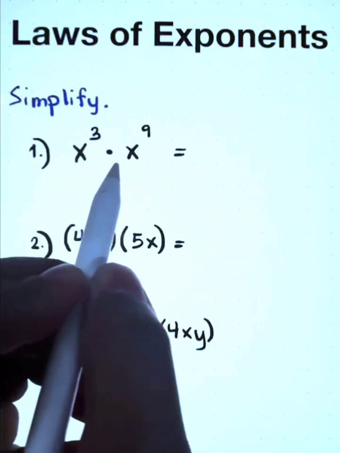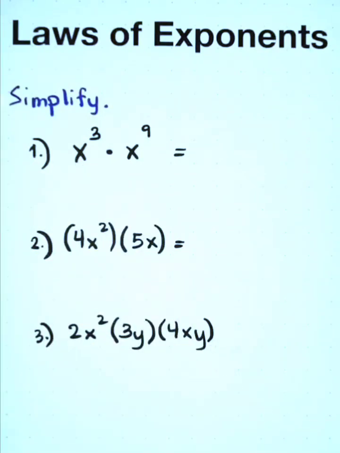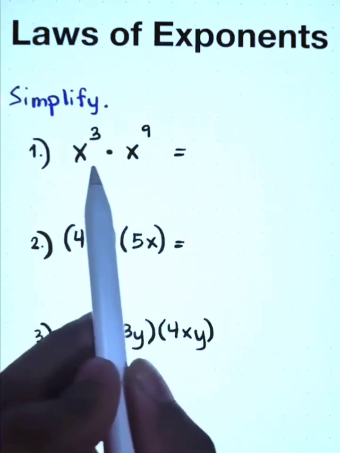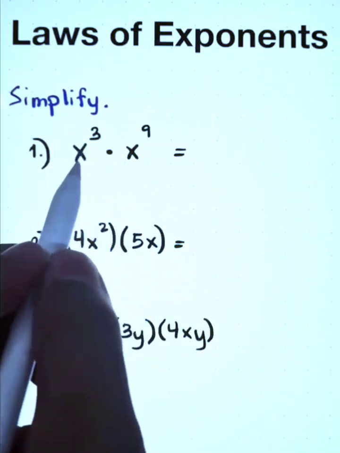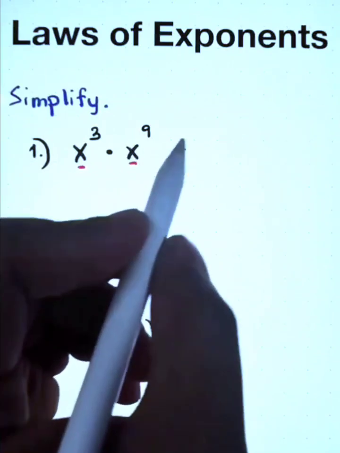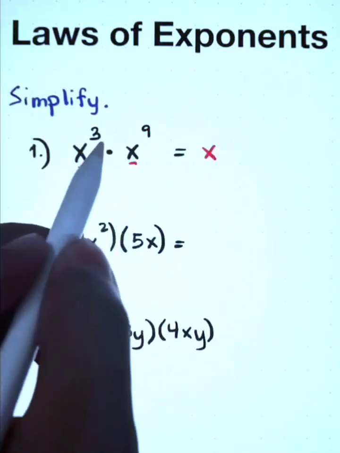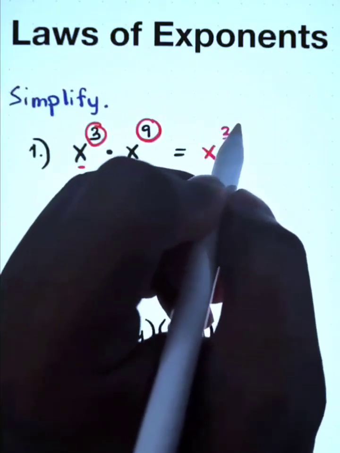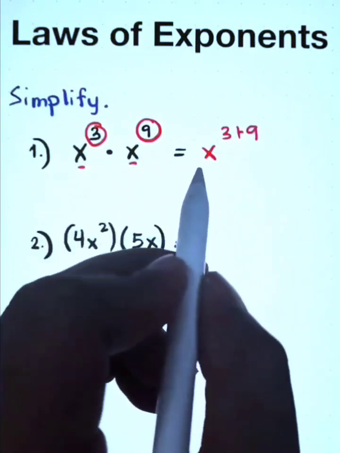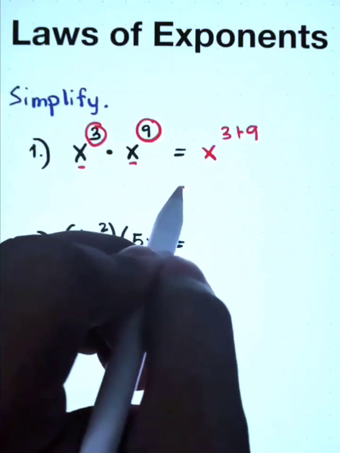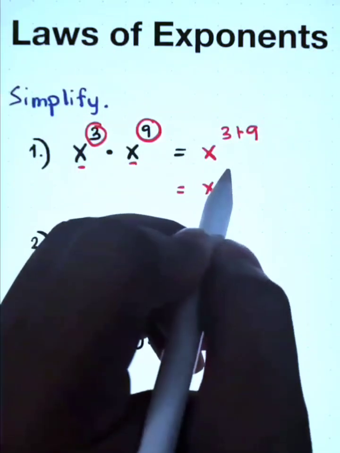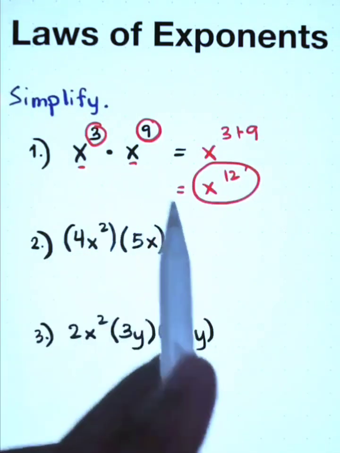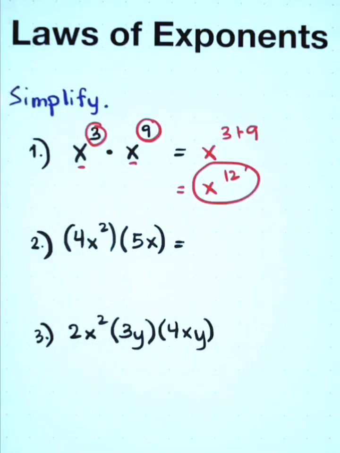We're given x cubed times x raised to 9. We can use the product rule to simplify or to multiply these expressions. Here, we have the same base. We need to copy the bases and add the exponents, that is 3 plus 9. Simplifying this, it will give us x raised to 12. And this is the answer or the product of item number 1.